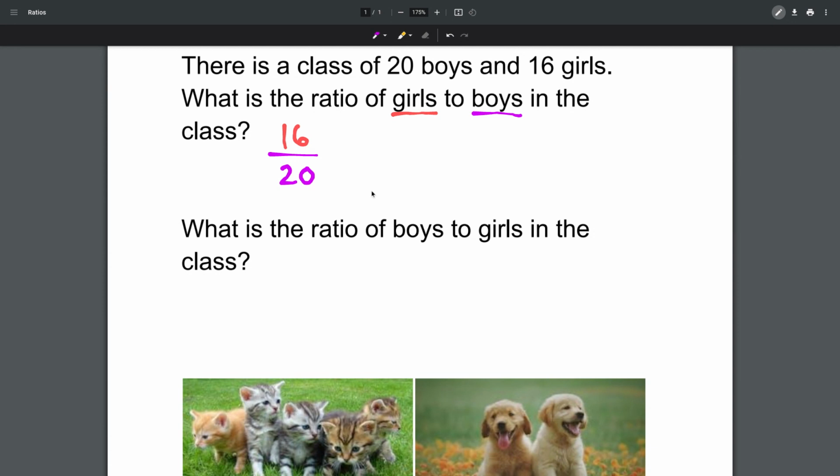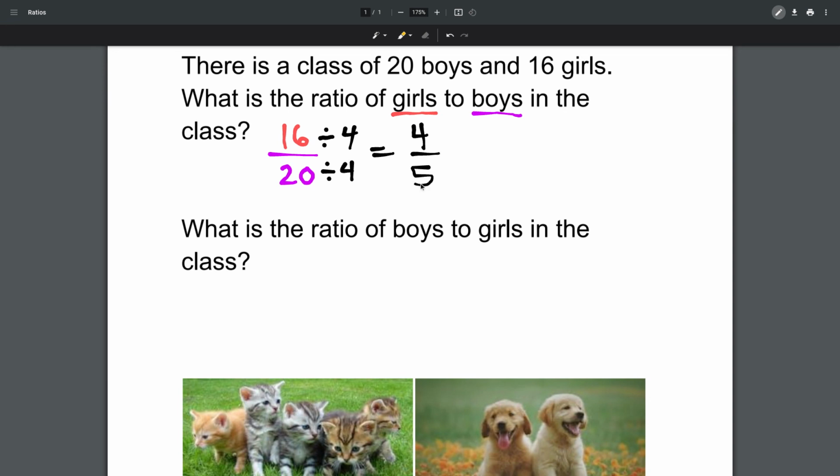Now we want to simplify this ratio. So I look at 16, I look at 20, and I see that the greatest common factor between the two is going to be 4. So if I divide both the top and the bottom by 4, then the ratio simplifies to 4 to 5.